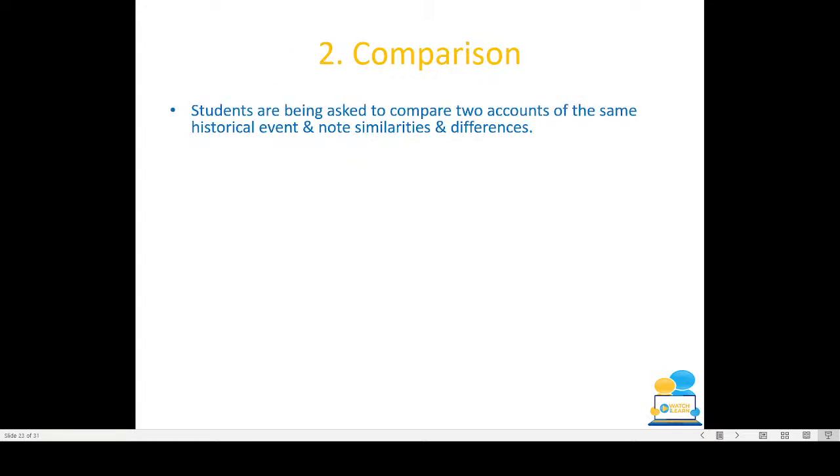Question 2, the comparison questions. So basically students are being asked to compare two accounts of the same historical event, note similarities and differences between the two. So you'll have two sources. You're going to have to compare both sources. Are they saying the same thing? Are they, I suppose, contrasting? Is there bias in one towards the other, etc.?